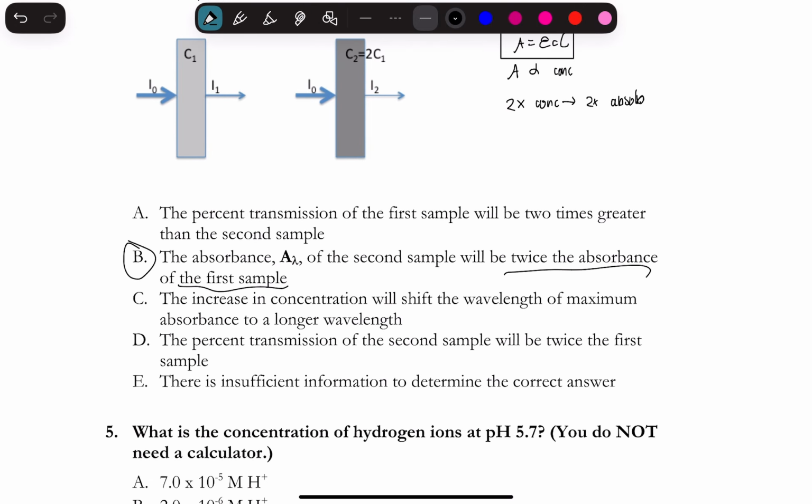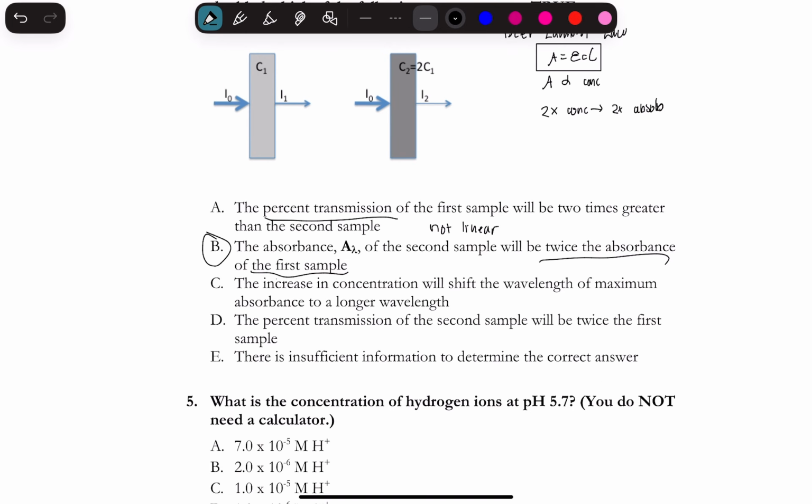Percent transmission is not linear. It's not a linear relationship, so it's not 2 times. The wavelength of max absorbance doesn't shift with concentration, so that's not dependent on it. And there is sufficient information, so those are wrong.